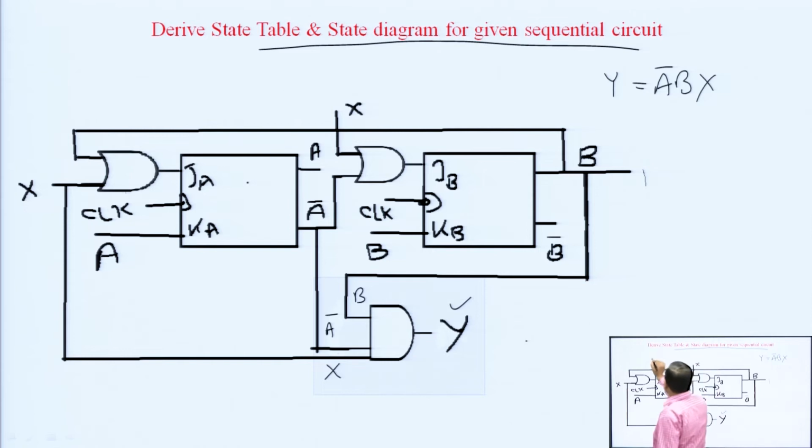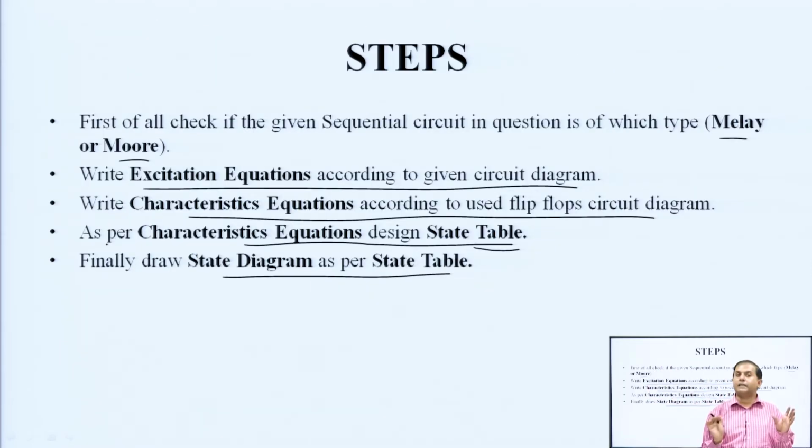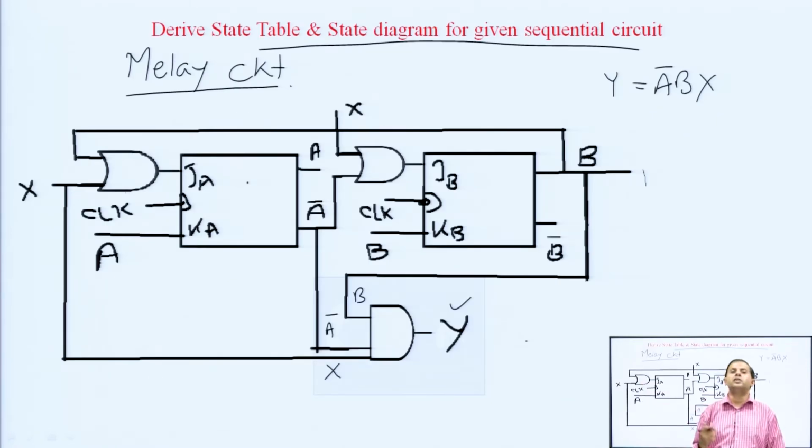From the very beginning you can check it out, it is Mealy or Moore. So, it is a Mealy circuit. Our first work is done. First of all we have to check whether it is Mealy or Moore. So, it is a Mealy circuit. Now, we have to write the equations.